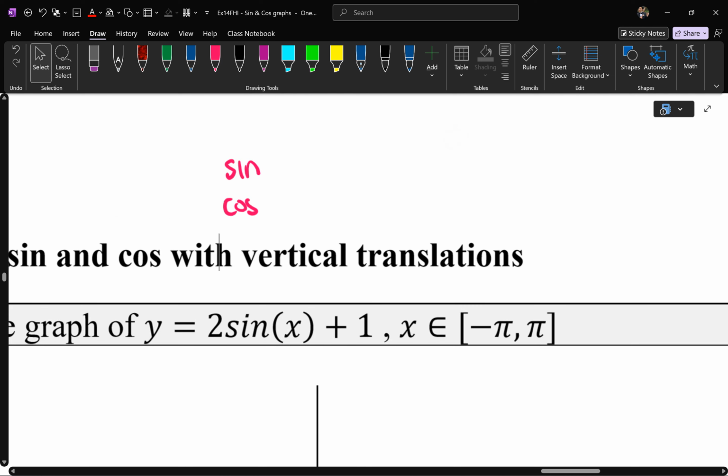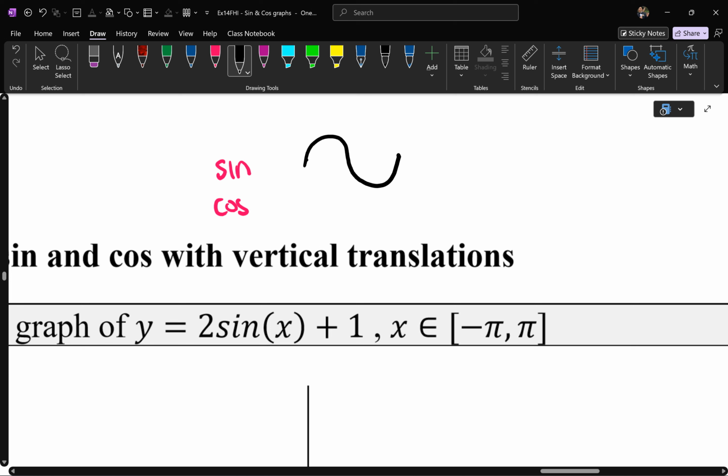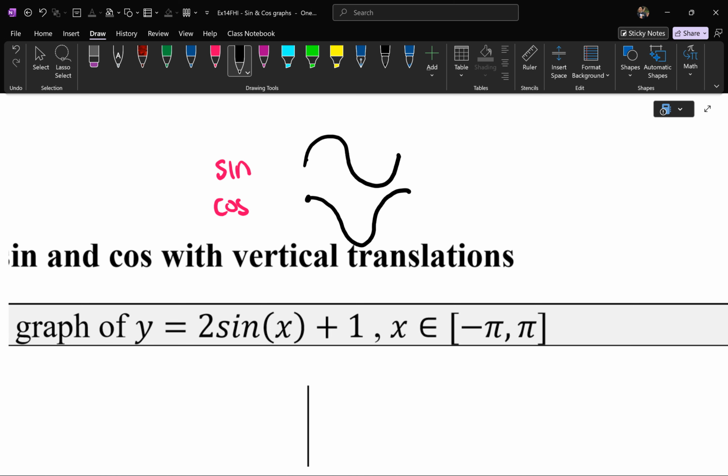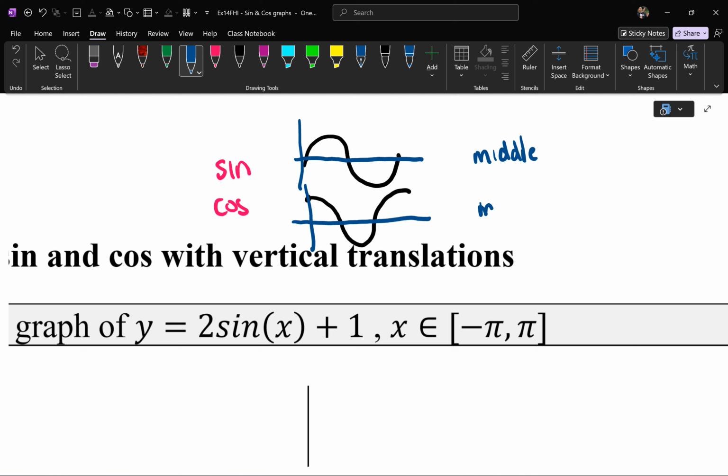Recapping, sine graphs look something like this. Cosine graphs look something like this. All right? But remember the difference between them. Sine starts at the middle. Cos starts at the maximum. Okay, that's the difference. So one starts at the middle, one starts at the max. So I'm going to write here middle, max. Again, you don't need to memorize it.